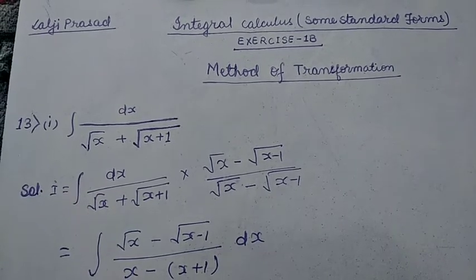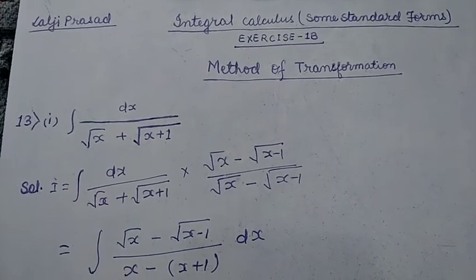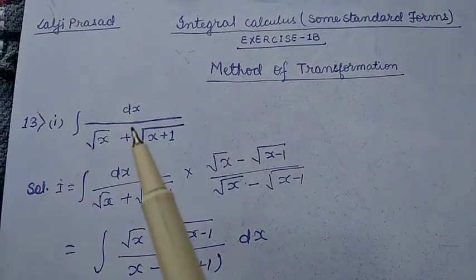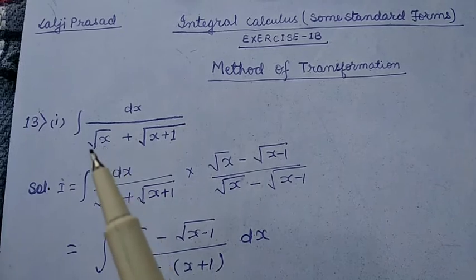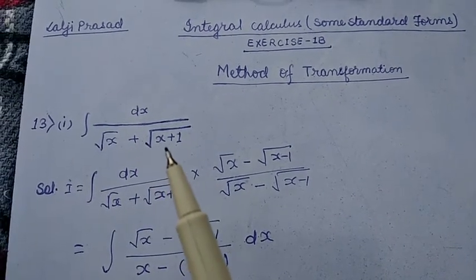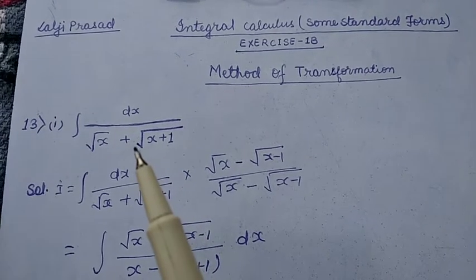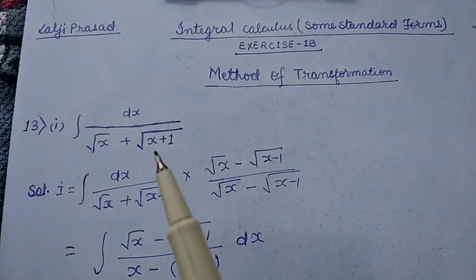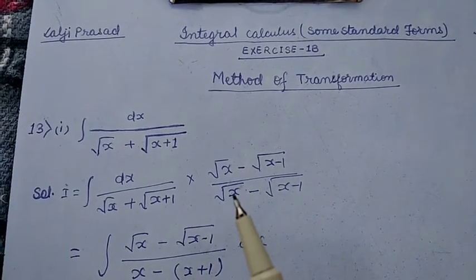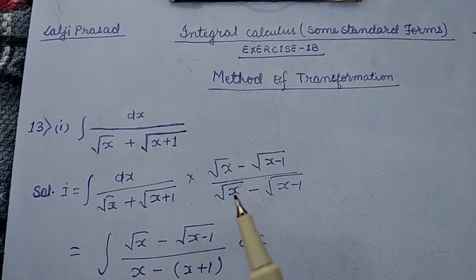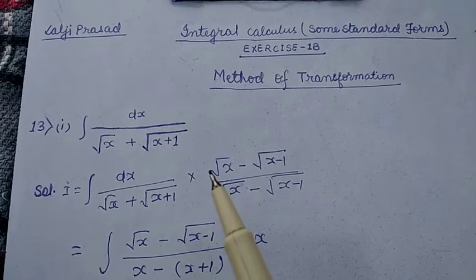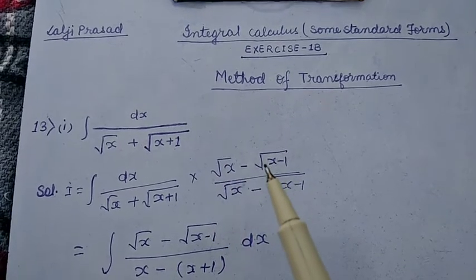So this is the first part of question number 13. You can see the question is integration of dx upon square root of x plus square root of x plus 1. For solving this question we have to rationalize the denominator. For rationalizing the denominator we have to multiply both numerator and denominator by this term, square root of x minus square root of x minus 1.